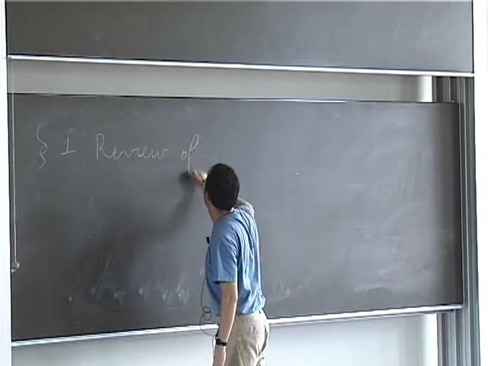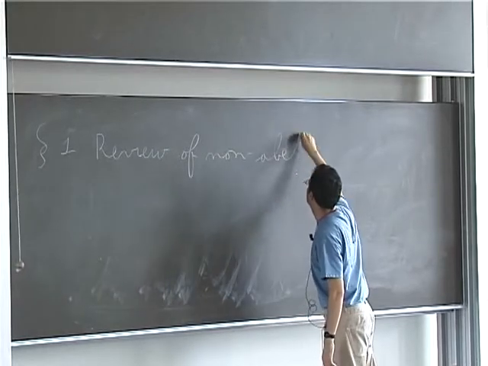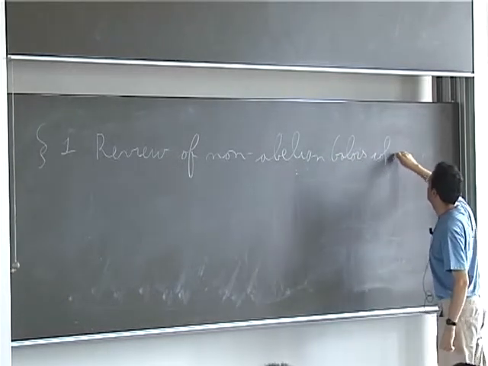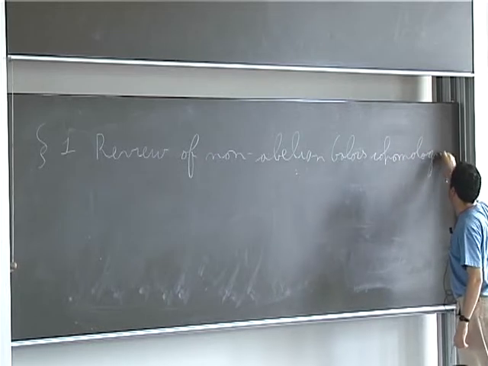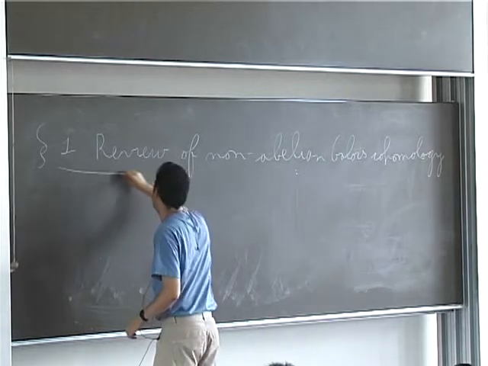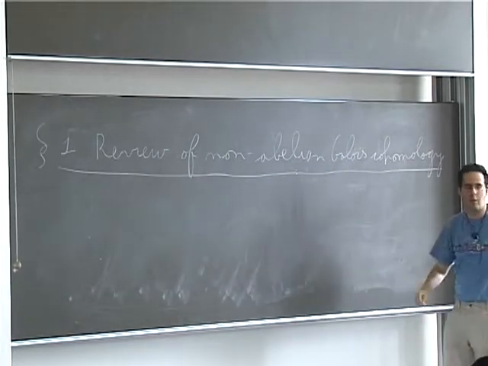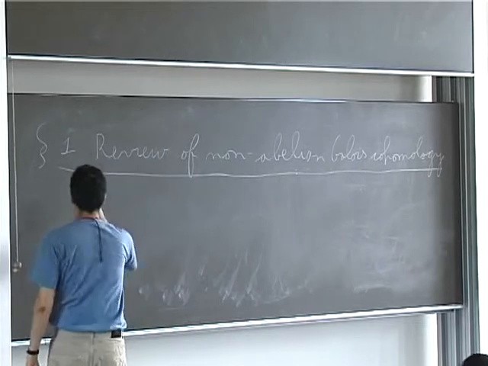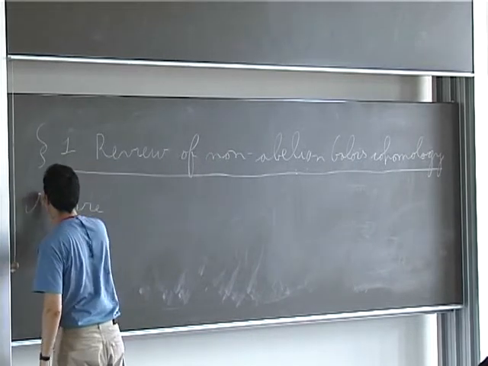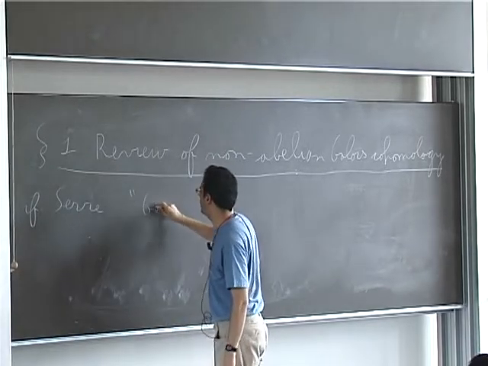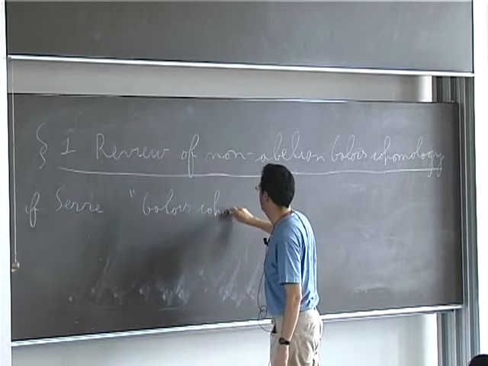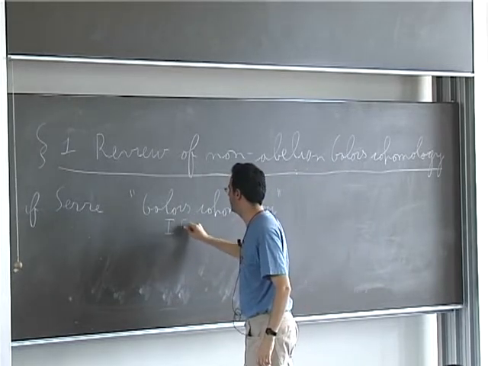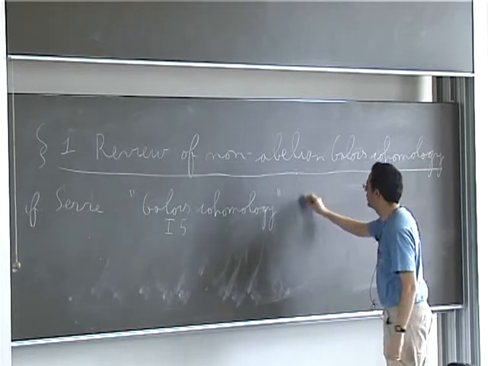So, review of non-abelian Galois cohomology. Maybe I can give a reference for this. An outstanding treatment of this topic is Serre's book, Galois cohomology. So it's part 1, chapter 5, or if you understand French, Cohomologie galoisienne.